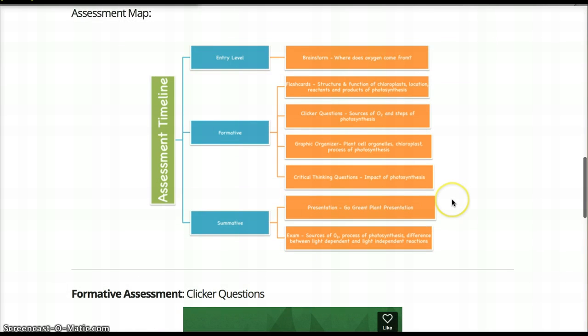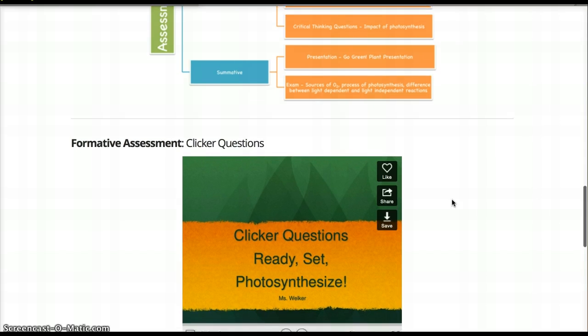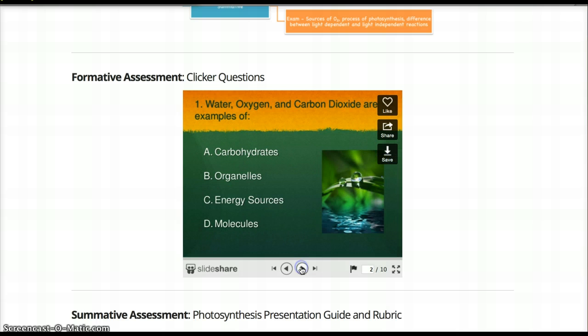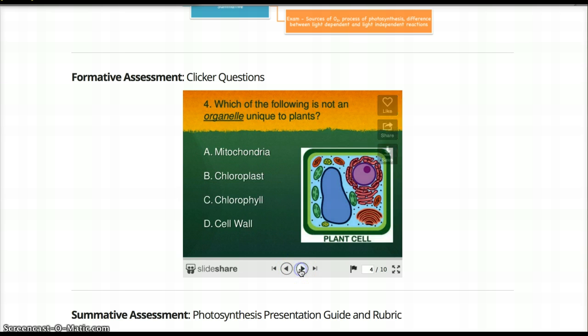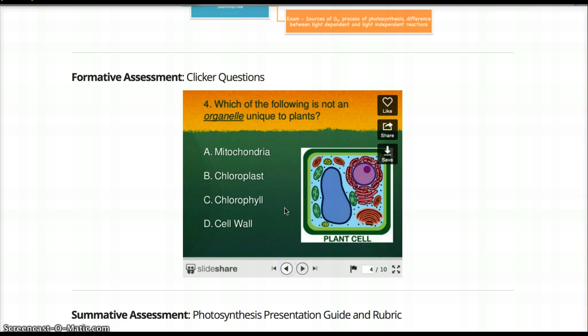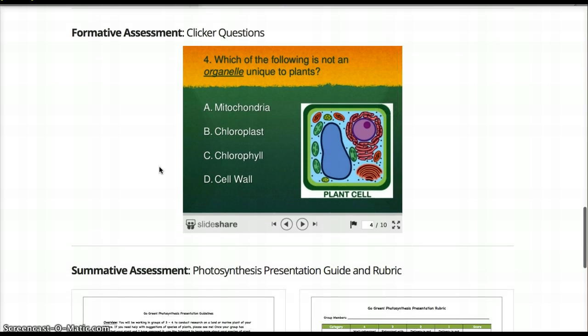I've included my formative assessment, my clicker questions, so you can see an example of what that's going to look like. Students are going to answer these questions with their response systems, and they're going to get instant feedback. As soon as we finish this little quiz, they're going to be able to see which ones they got wrong, and it's also going to allow me to see questions that were frequently missed, so we can talk about that as a class.